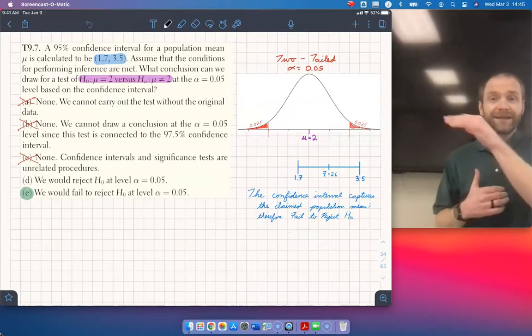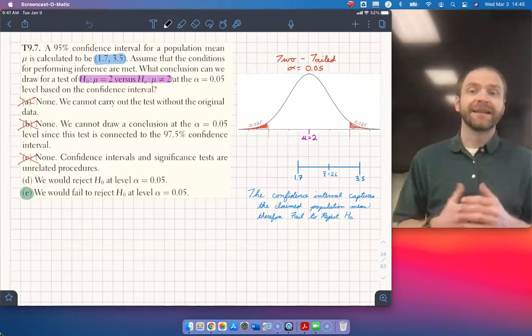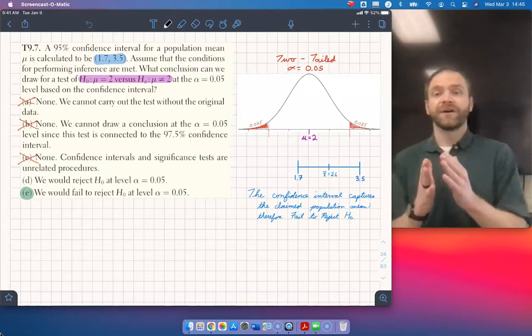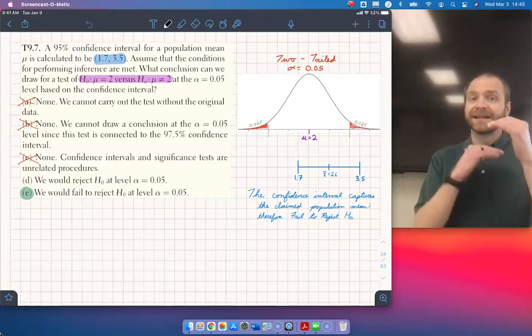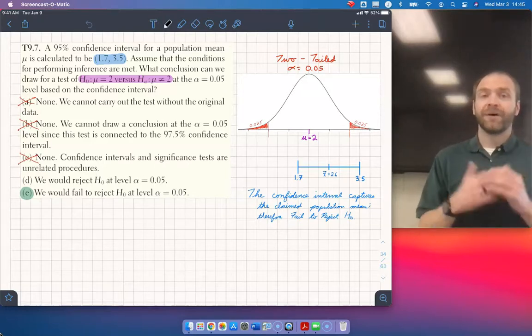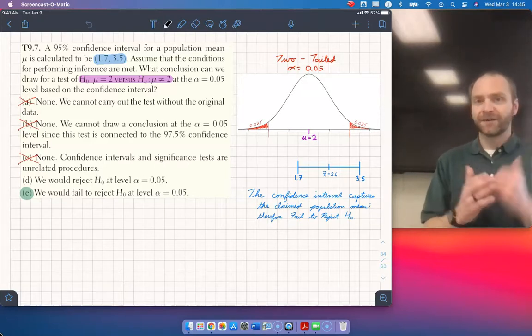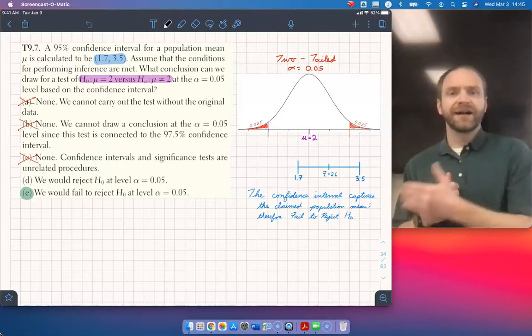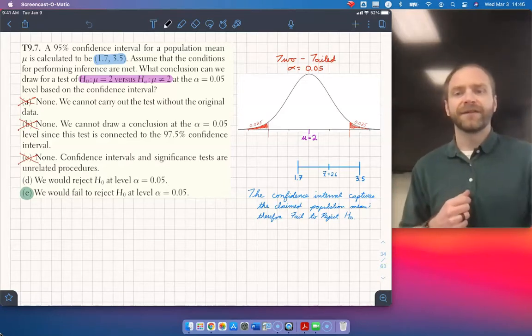And notice when I eliminated, my two choices were D and E. One says you reject the null, and one says you fail to reject the null. You see how they're opposite decisions. If you choose one, you guarantee the other one's not going to happen. So I visualized it to see, did I capture the null hypothesis?